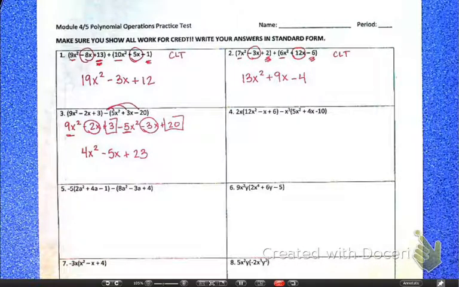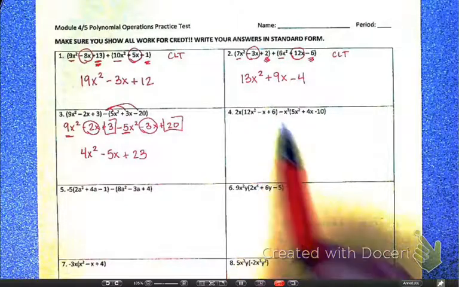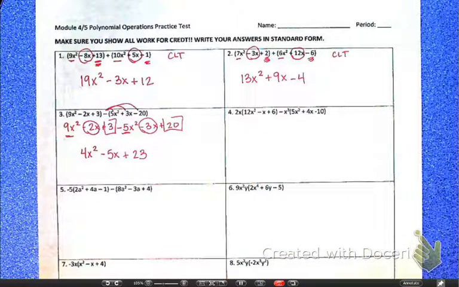Number 4 was missed a lot. I think almost everybody missed this problem. So, what are some things you notice about number 4? Absolutely. There's 2 things you have to distribute. And what else do you notice that's going to be important? This subtraction sign tells you combine like terms. So you distribute and then combine like terms.